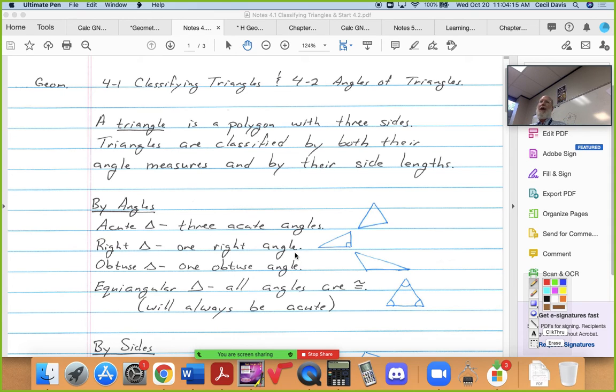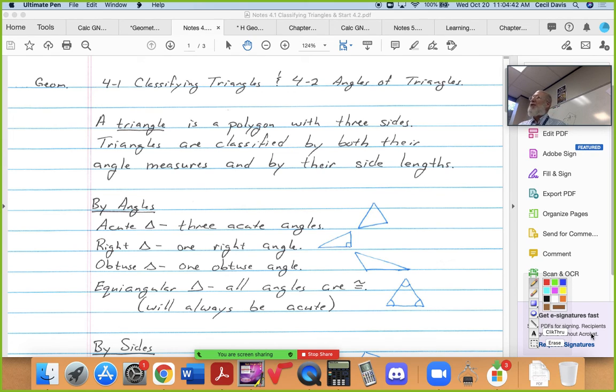What are the other two angles in a right triangle? What kind of angles are they? They're acute. Every triangle has at least two acute angles. That's one of those things that makes a great true-false question. True or false, if a triangle has an acute angle, then it's an acute triangle. That would be false. All triangles have an acute angle.